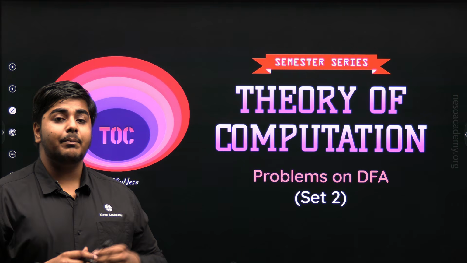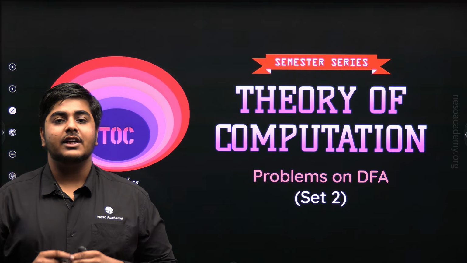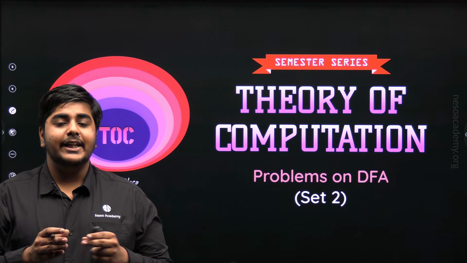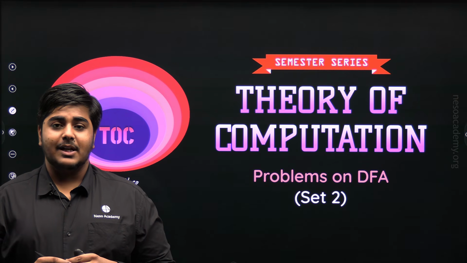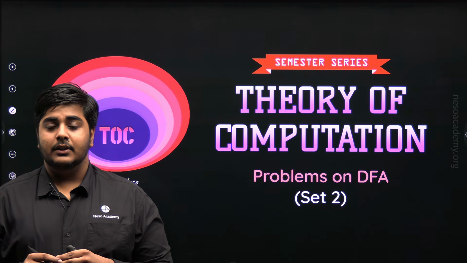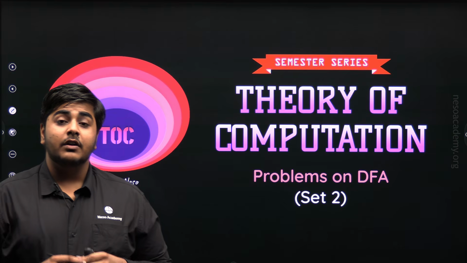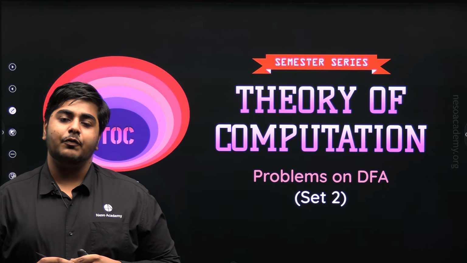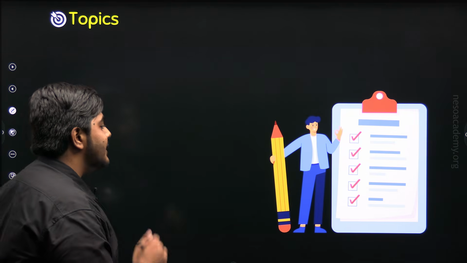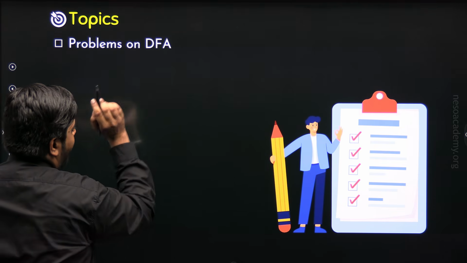We are learning theory of computation, and in the previous lecture, we have solved 4 problems on DFA construction, including designing a DFA for accepting the strings starting with a given substring, ending with a given substring, containing a given substring, and even based on length of a string. And now, in this lecture, that is problems on DFA set 2, we are going to solve few more varieties of problems on DFA construction. So let's get started. In this lecture also, we will solve total of 4 problems on deterministic finite automata.